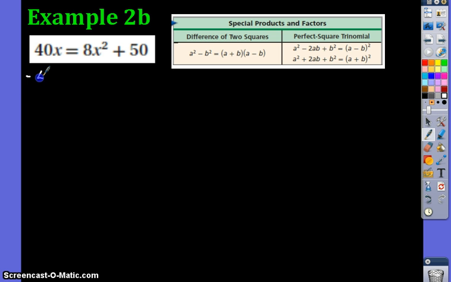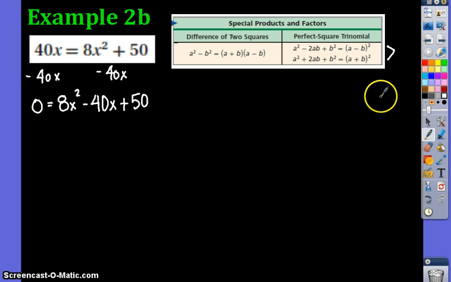So I'm going to take away 40x from both sides, and I'm going to wind up with 0 is equal to, I'm going to write it in descending order, 8x squared minus 40x plus 50. All right, and since we've got a trinomial here, we're going to be looking to see, okay, can it fit into either one of these forms? And you might notice that, hey, we're subtracting right here, so it's a good bet that it's probably going to be that top one.